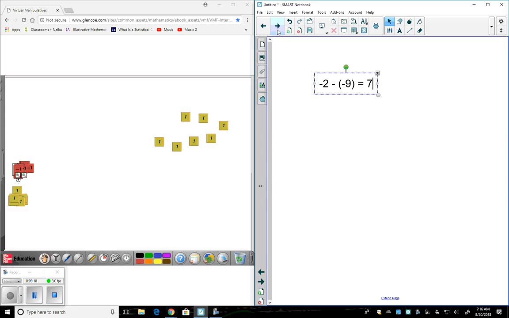Yes, algebra tiles are good for smaller numbers. This is just another visual aid to help you with subtracting.